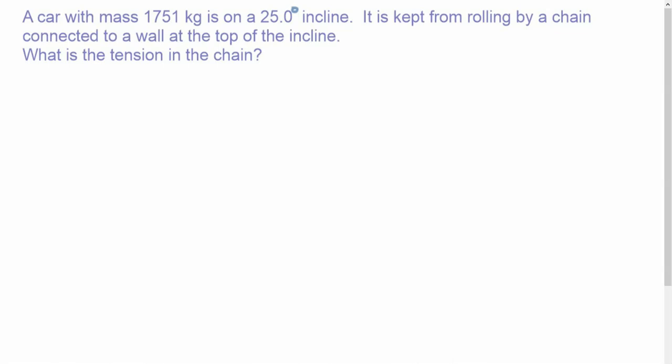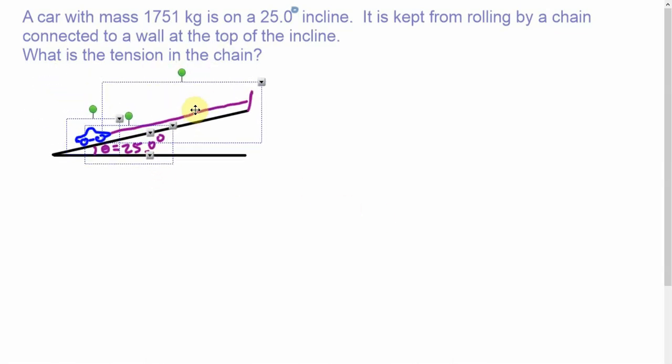So that's what we want to do, and this one is a little bit more involved than the one we did in class, but it's not too bad. So we have a car with a certain mass, but it's on an incline this time, and this is the first time we're doing an incline. It is kept from rolling down the incline by a chain that is connected to a wall up at the top of the incline. And we want to know what the tension in the chain is. So here's a picture of the situation.